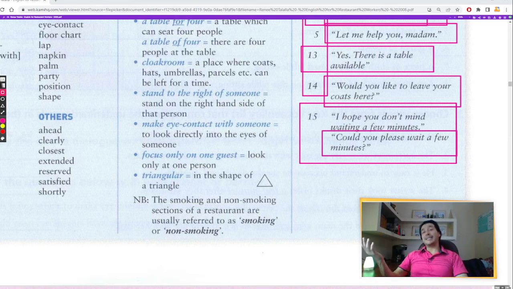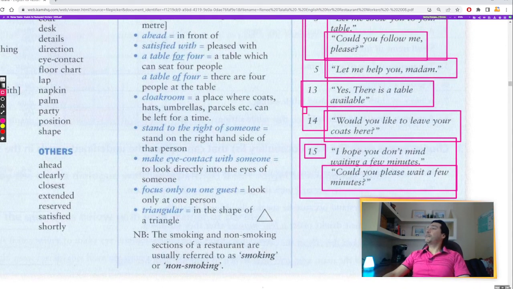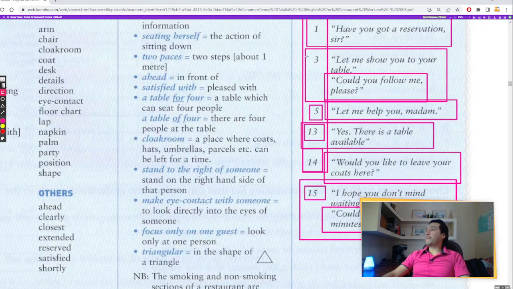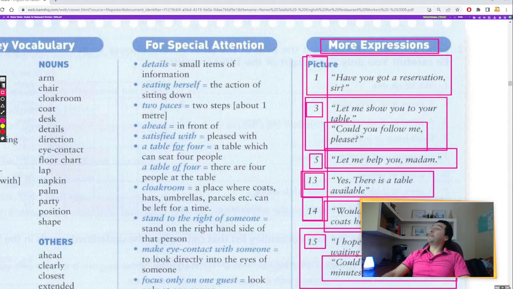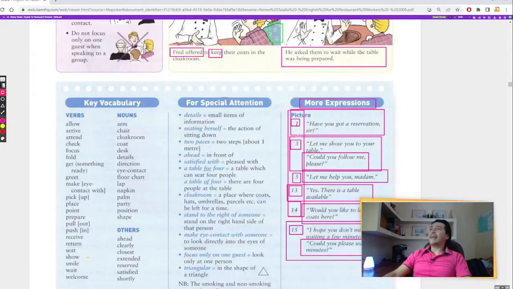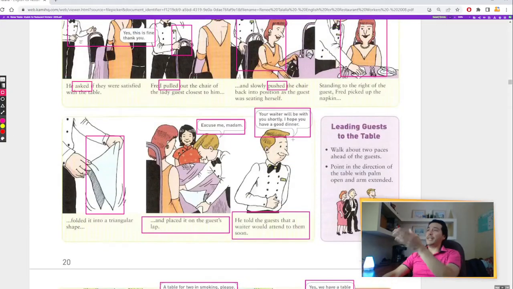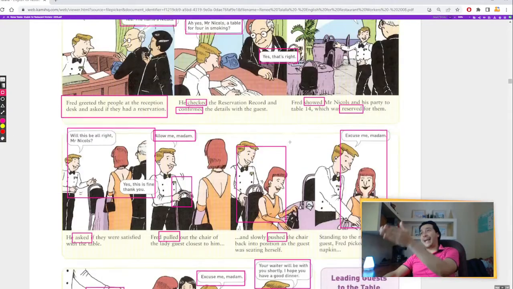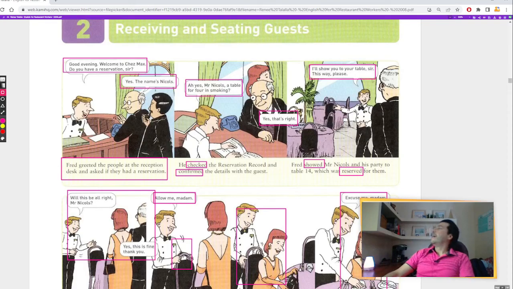Practice the phrases. And then go look at picture 15 and practice the other phrase that Fred is saying. Go look at picture 14, picture 13, picture 5, picture 3, and picture 1. Just go look at it and get all the phrases that you need. The pictures are right here. All right.